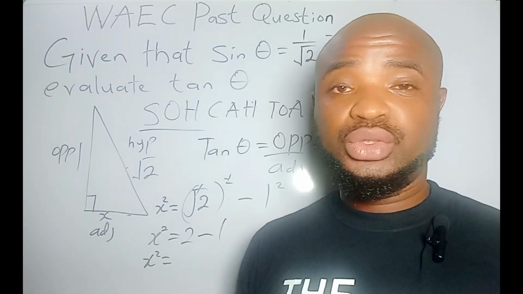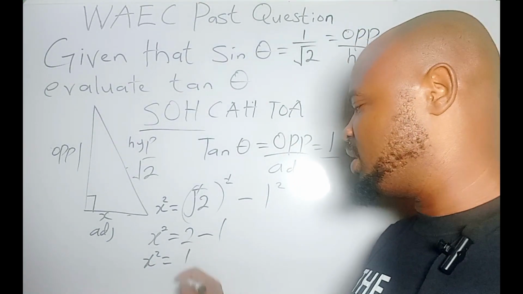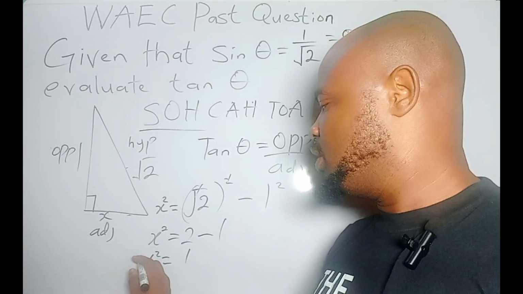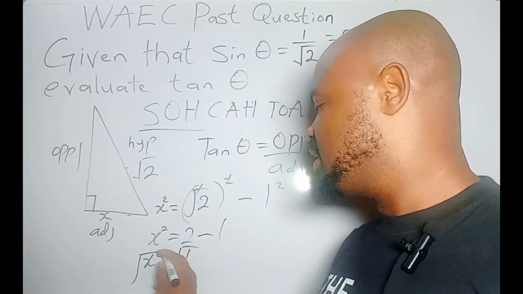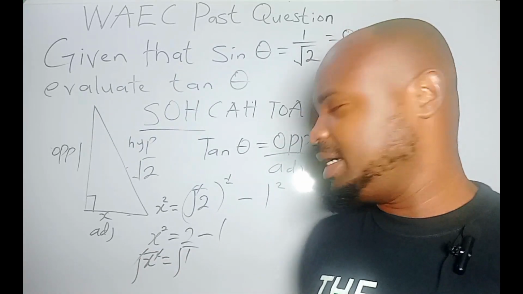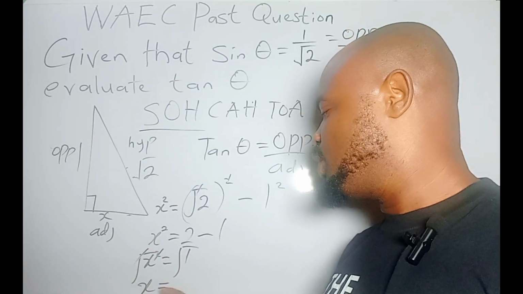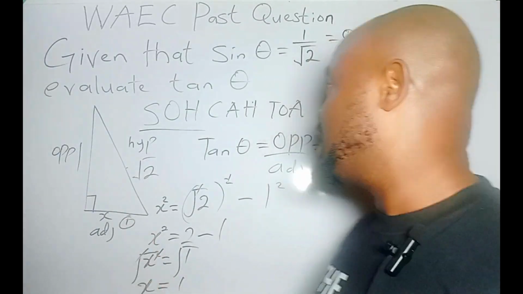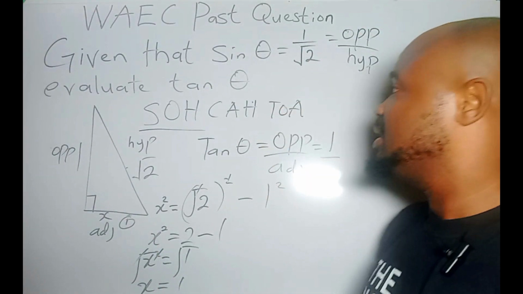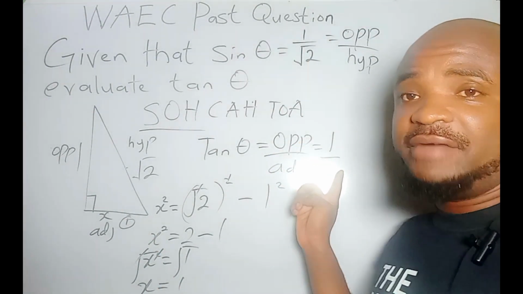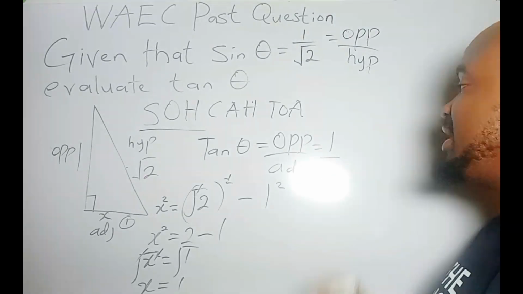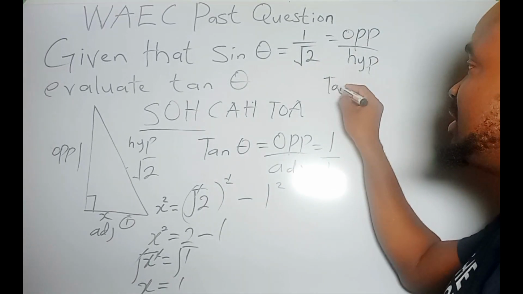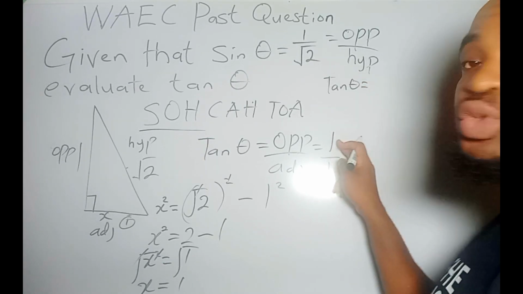So I have x squared equals 2 minus 1. 2 minus 1 is 1. And I'm going to take the square root of both sides. Are you still following? Good. When I take the square root of both sides, the square cancels the root, just like I said, and I have x equals 1. So I can boldly say that my adjacent side is 1. Now let me go back to what I have in the question, tan theta. I'm going to fix the value of the adjacent side, which is 1, and say tan theta equals 1 over 1.